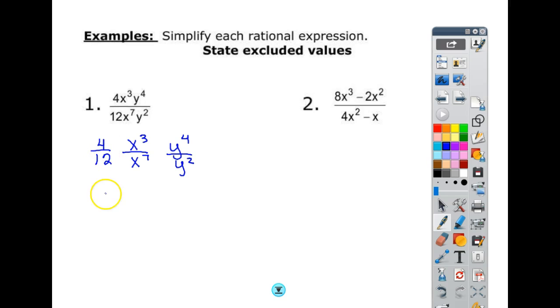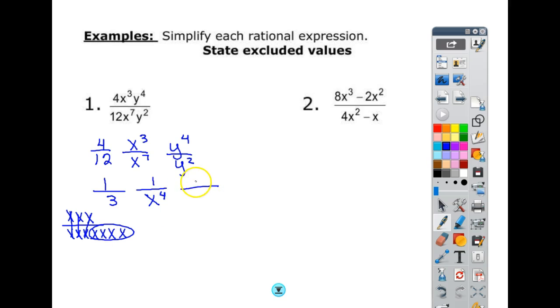So what does 4/12 reduce to? 1/3, very good. X to the third divided by x to the seventh, what does that reduce to? X to the what power? To the fourth power. Where do we write that, on the top of the fraction or the bottom? On the bottom, because technically you have x to the third and x to the seventh, and when you cancel out, you have x to the fourth on the bottom of your fraction. Wherever your bigger number is, that's kind of where your answer would go.